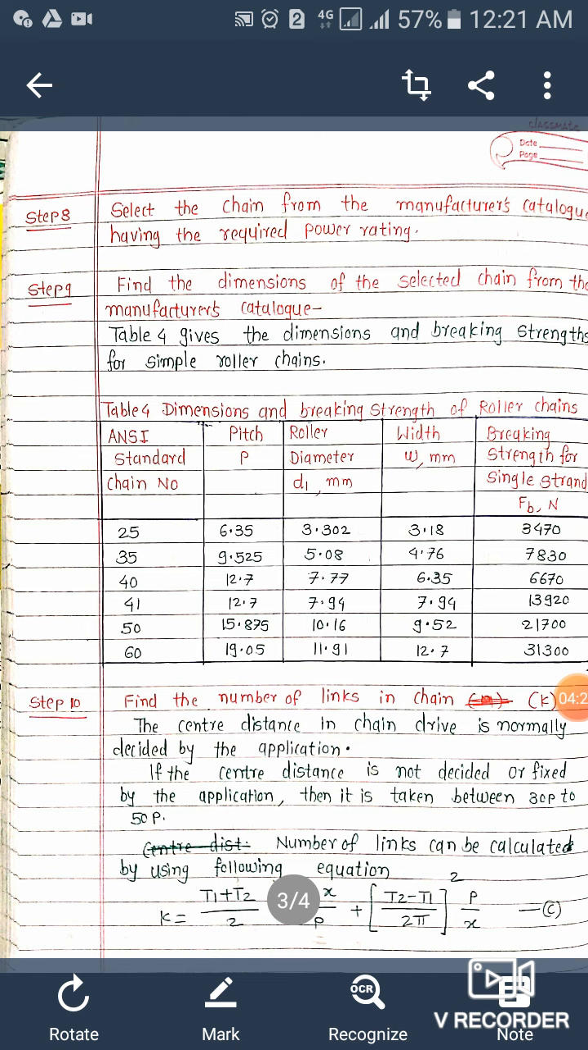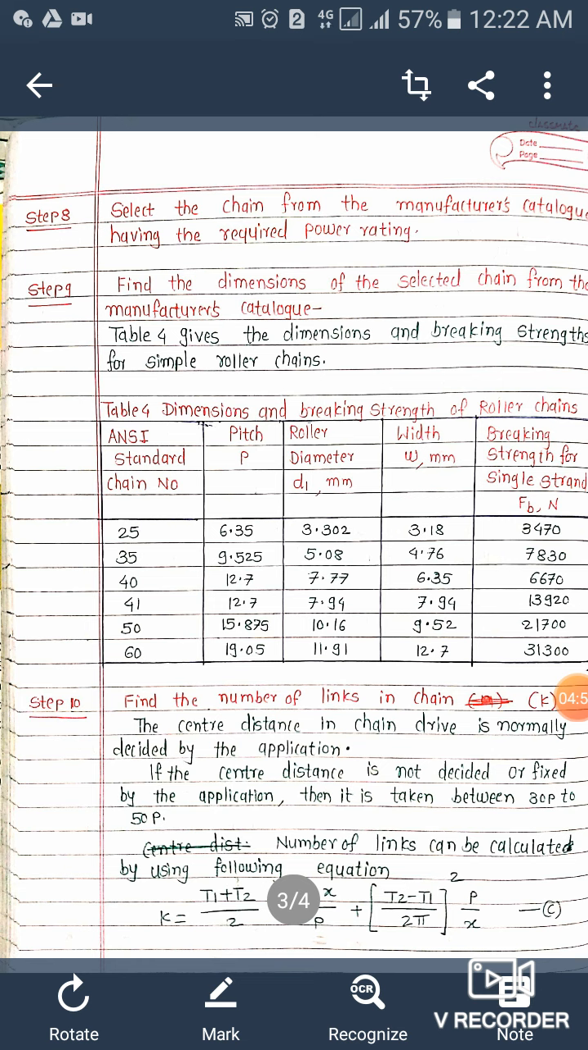Step 8 is to select the chain from the manufacturer's catalog having the required power rating. Step 9 is to find the dimensions of the selected chain from the manufacturer's catalog. Table 4 gives the dimensions and breaking strength for simple roller chains. If we see the column headings: ANSI standard chain number, pitch P, roller diameter D1 in mm, width W in mm, breaking strength for single strand FB in Newton.